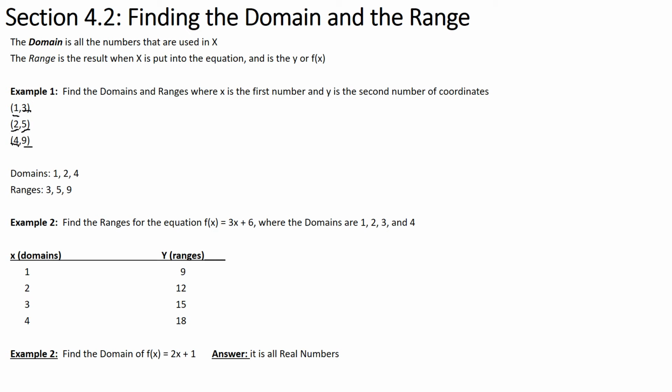Find the domain of f of x equals 2x plus 1. Then my domain can be any number, and we call these all real numbers. It can be negative 10, it can be a million, 225, 1/4, it can be all the real numbers.